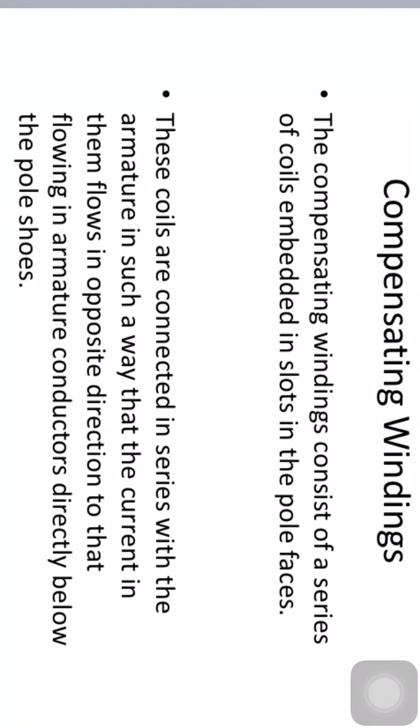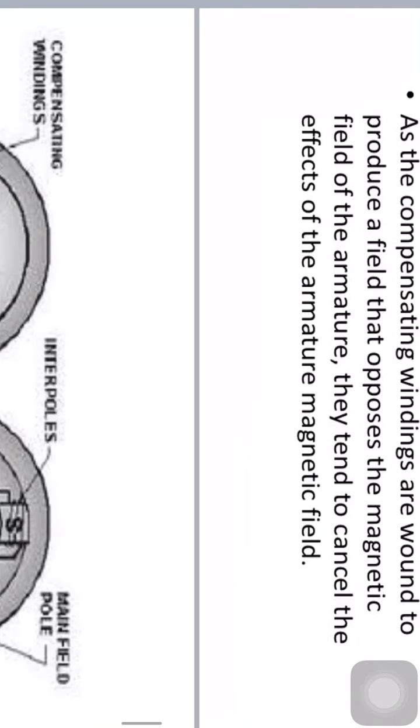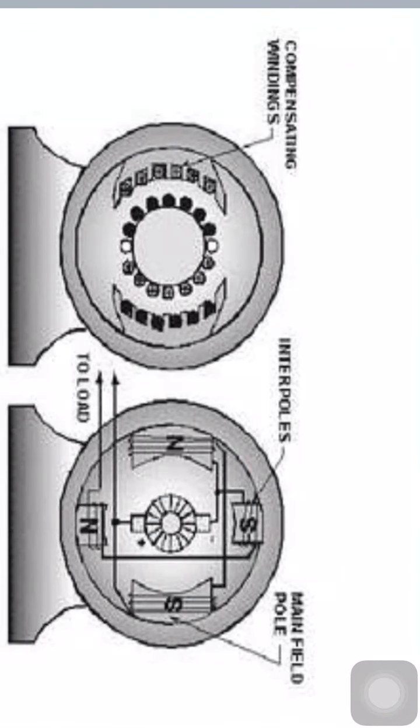The compensating winding consists of a series of coils embedded in slots in the pole faces. These coils are connected in series with the armature in such a way that the current in them flows in opposite direction to that flowing in armature conductors directly below the pole shoes. Observe here how the compensating windings are done in the diagram.